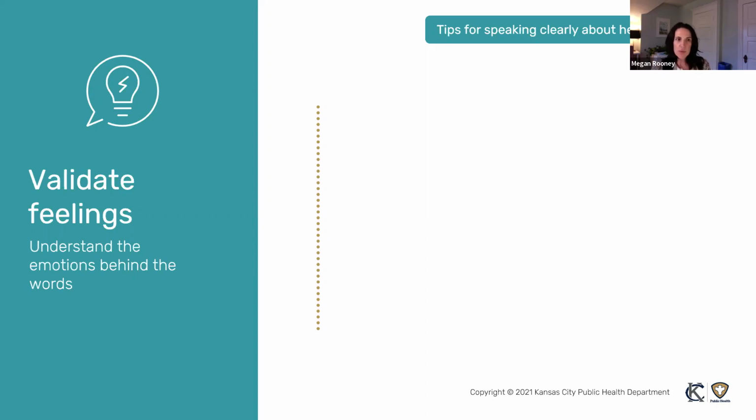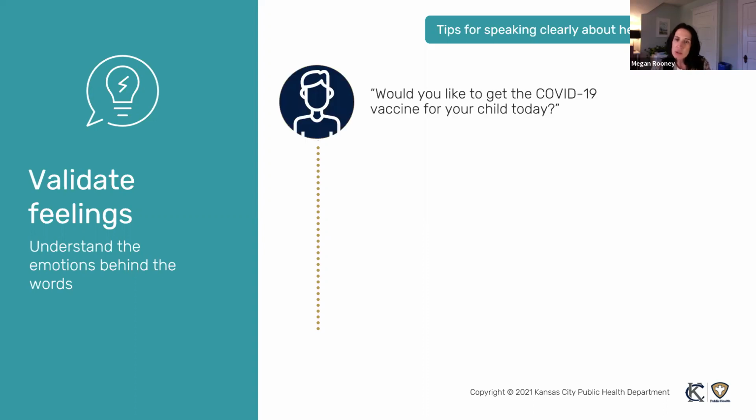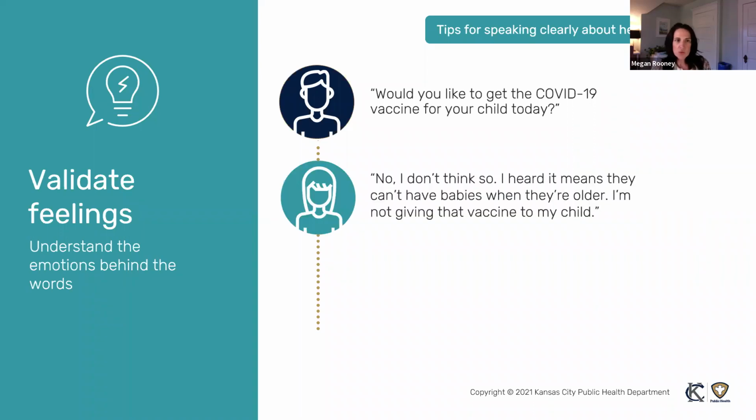So here's an example of a conversation you might have with someone about vaccines. So would you like to get the COVID-19 vaccine for your child today? Well, when it comes to our children, everyone is emotional. We love them. We want to keep them safe. Finding a common point of empathy can build trust. The person might say, no, I don't think so. I heard it means that they can't have babies. There's fertility issues. I'm not giving that vaccine to my child.